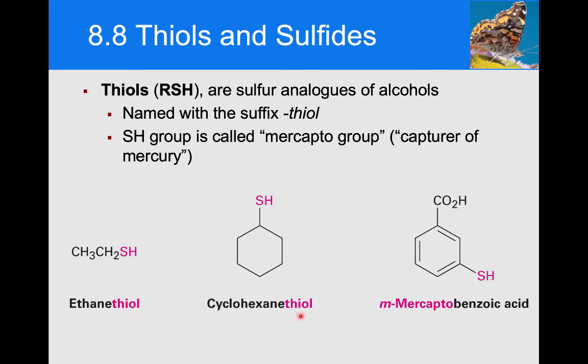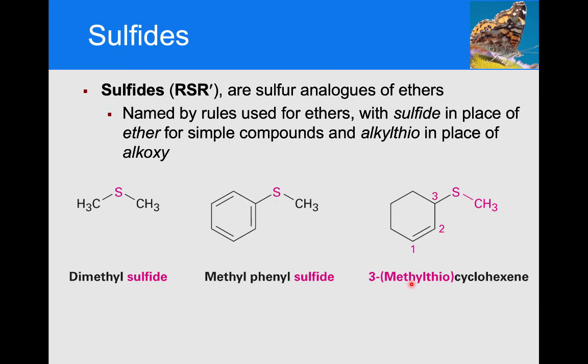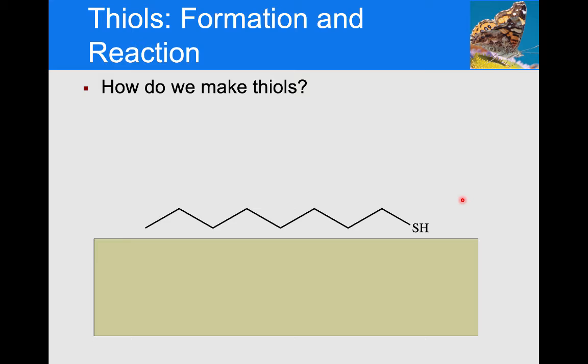So we're adding two suffixes for thiols. We have thiol, and if you're going to name it as a functional group, you have the prefix mercapto. For sulfides, we're adding a new suffix, sulfide, and then if you're treating it as a functional group, you have alkylthio.